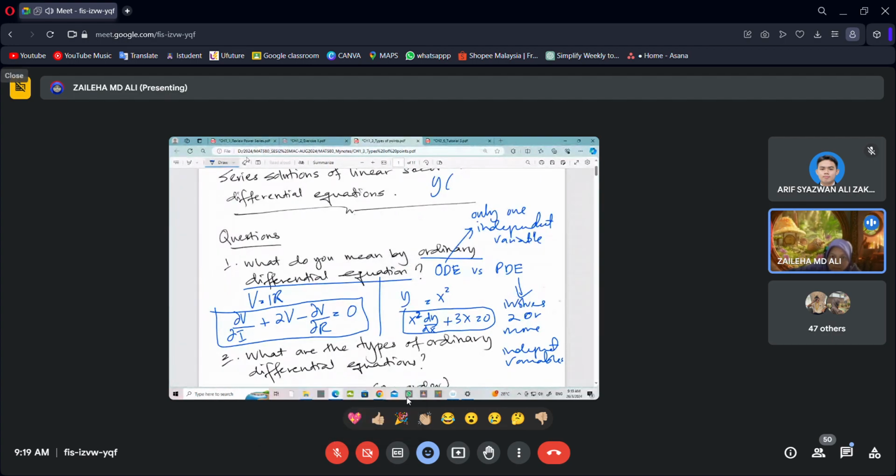Kalau Y sama dengan X kuasa 2, di sini independent yang mana satu? X ke Y? Ni contoh saya bagi ni. Y of X is equals to X squared. Yang mana satu independent, yang mana satu dependent variable? Guys, ladies. X is independent. Variable X is independent. Thank you very much, young man.